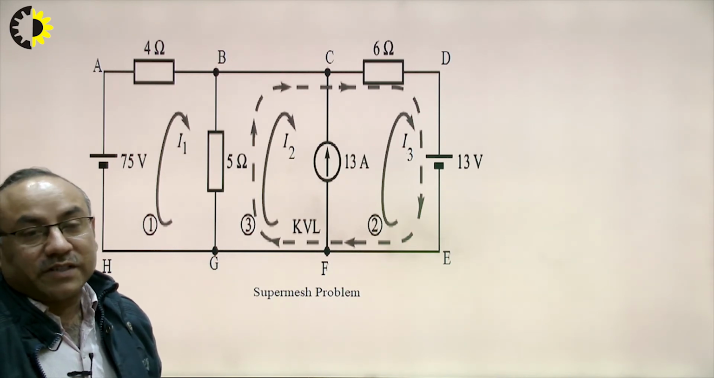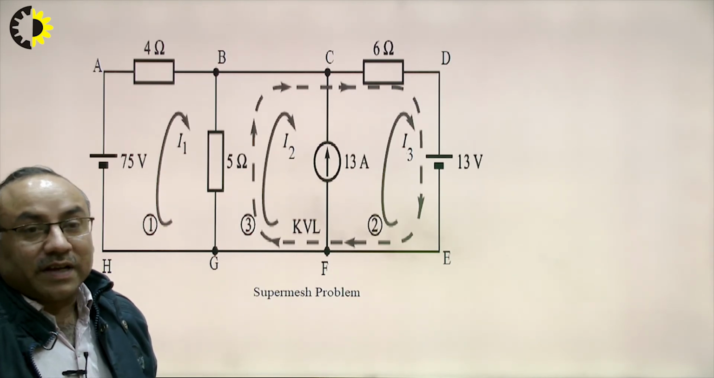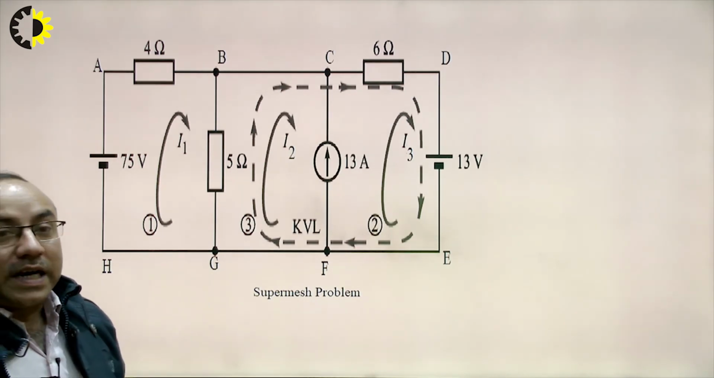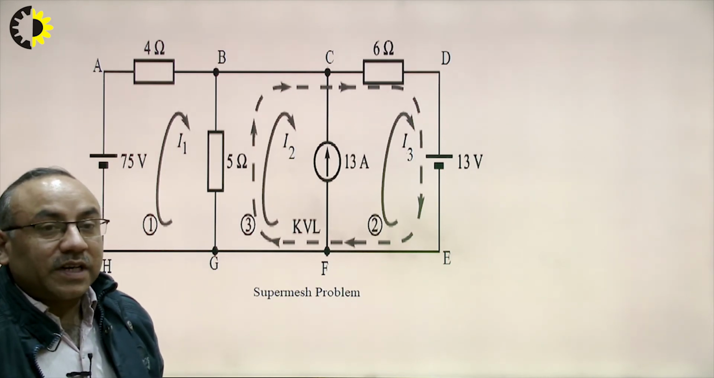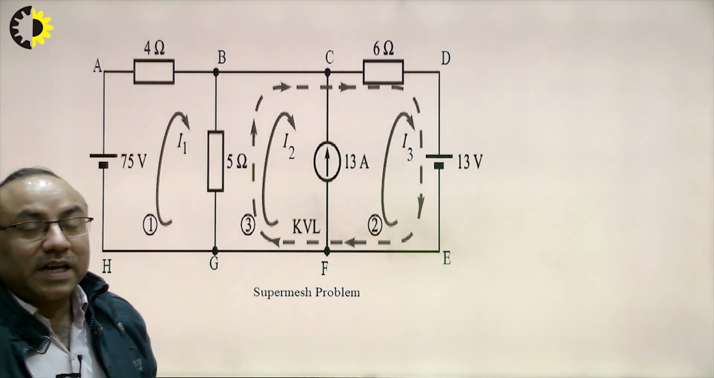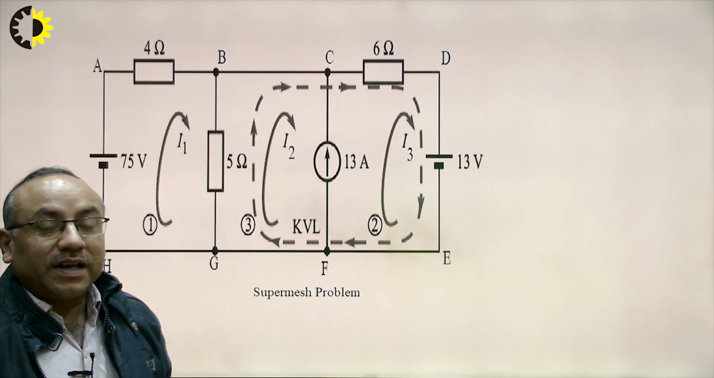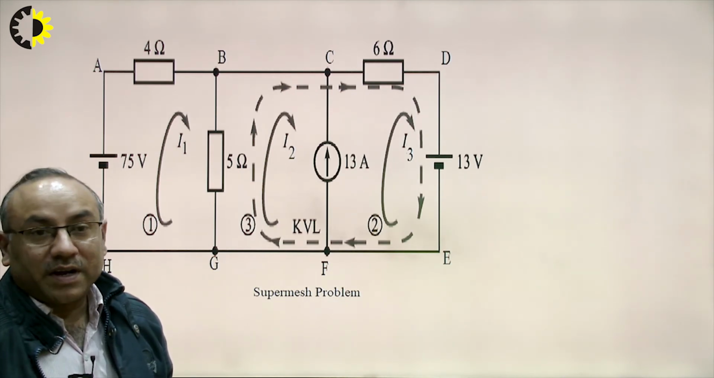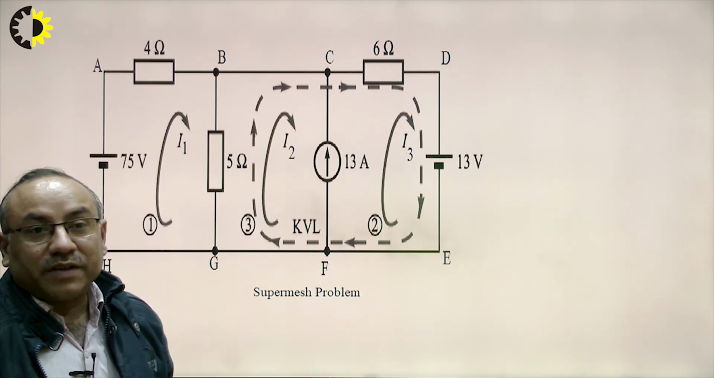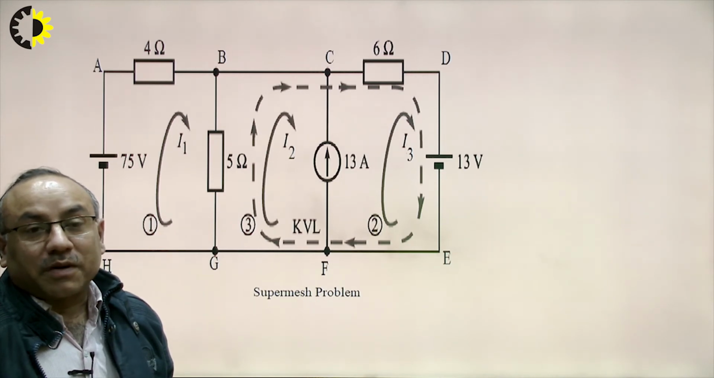Why is it super mesh? First we should know what a super mesh is, then by seeing the circuit we can identify whether it is a super mesh or not. So, for a super mesh, the condition is that if a common branch between the 2 meshes has a current source, then that type of circuit has a super mesh. In this circuit also, we can see in the branch CF we have a current source of 13 ampere. Due to the presence of this current source in the common branch CF between the 2 meshes, this becomes the problem of super mesh.